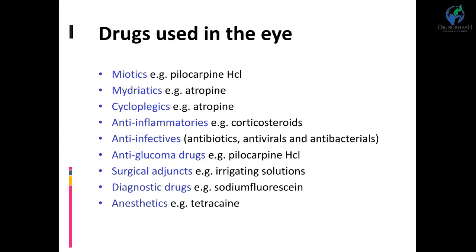Which types of drugs are most widely used in the ophthalmic part, on the eye? Miotics, for which the example is pilocarpine. For mydriasis, atropine is used. Anti-inflammatory, the corticosteroid-based ones. Anti-infective, any antibiotic, antiviral, antibacterial drugs. Anti-glaucoma, like pilocarpine that we use. Sometimes surgical, diagnostic and anesthetic agents are also there. These are some examples of the classes of drugs most widely used for ophthalmic preparations.